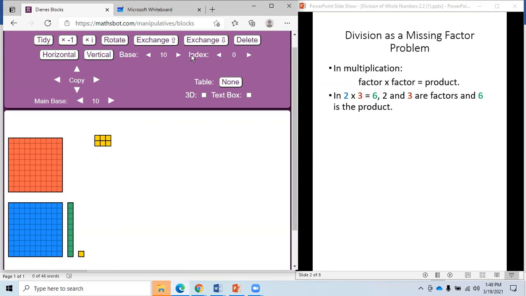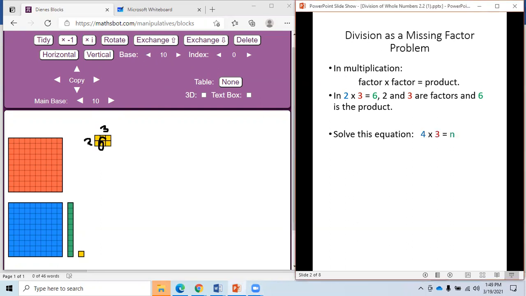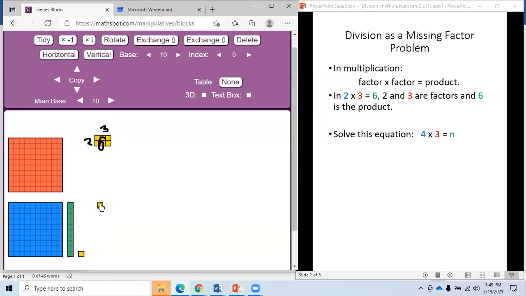Here, I can see that my factors are 2 and 3, and my product is 6. Let's have the equation 4 times 3 is equal to n, and we're going to do this again using blocks. So let's create it.